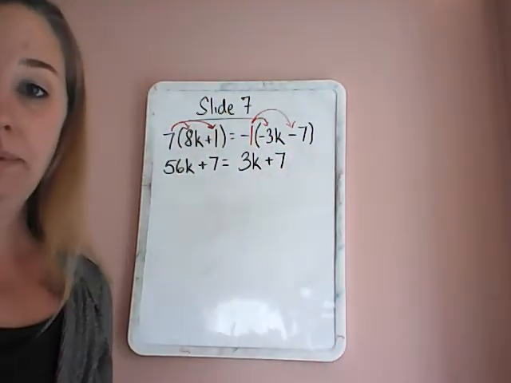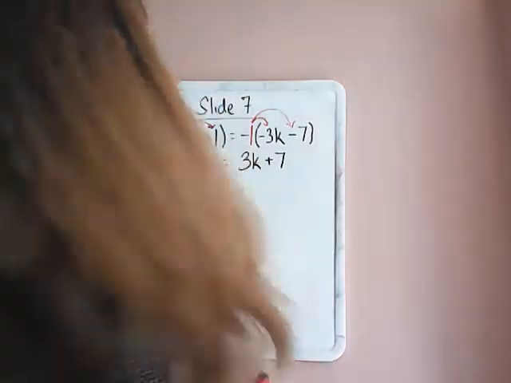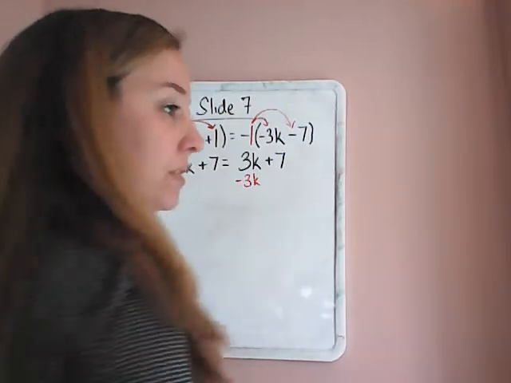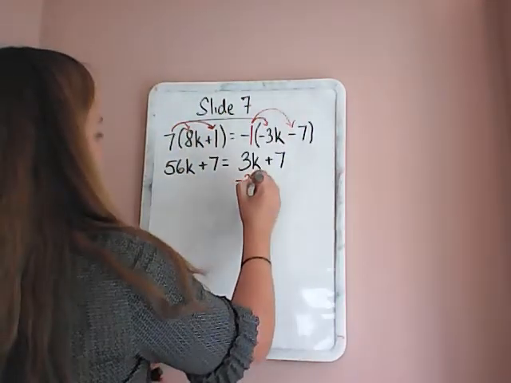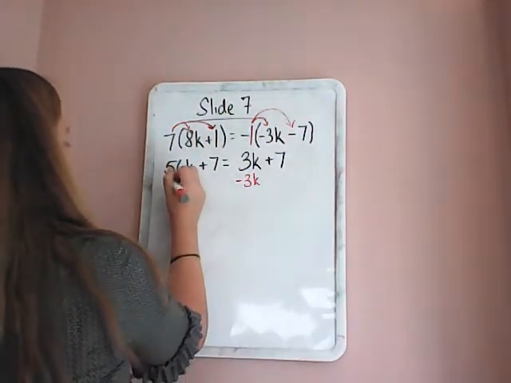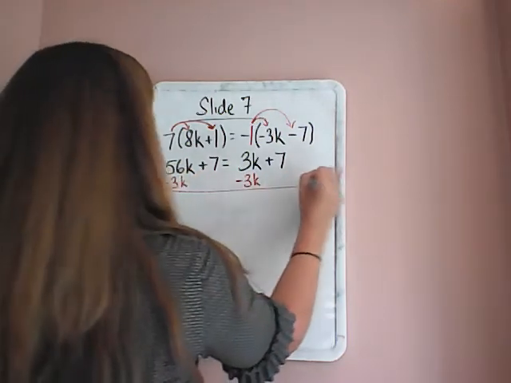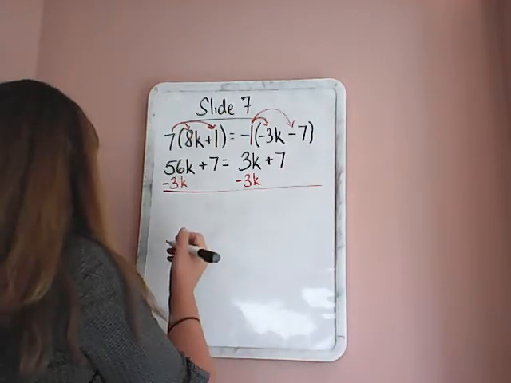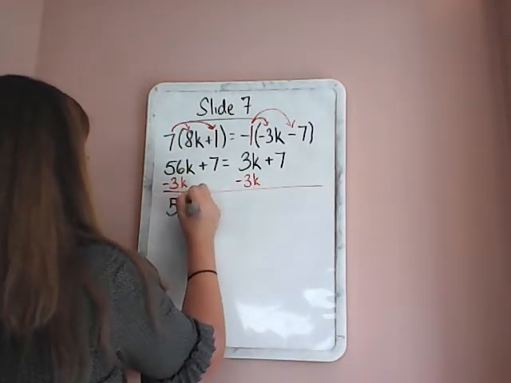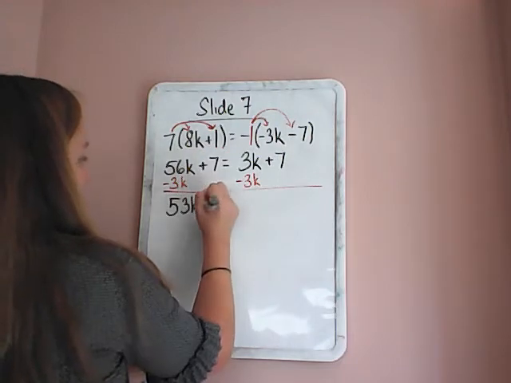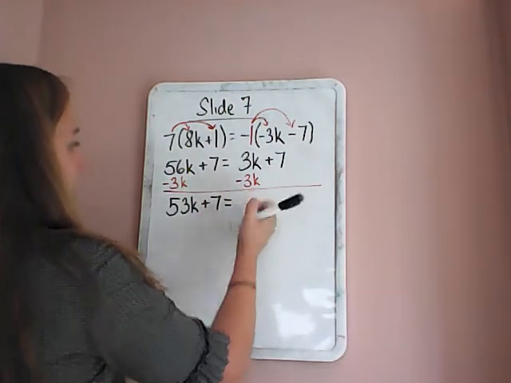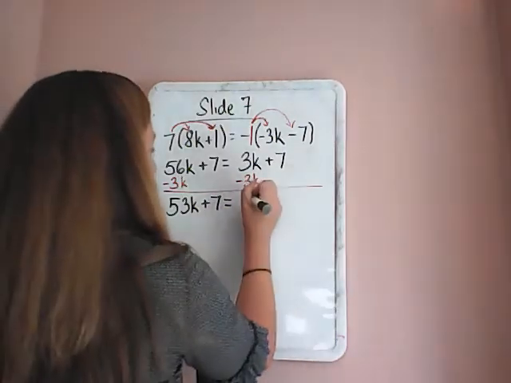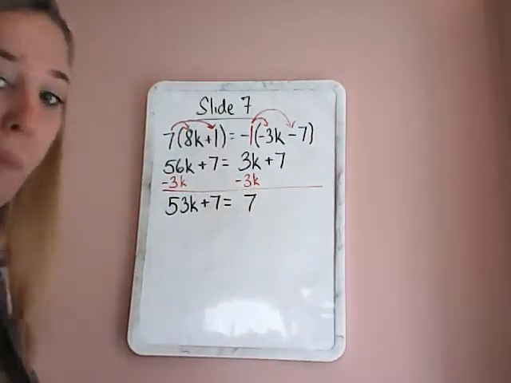And now we just have a problem that looks a lot like what we've been dealing with. I'm going to subtract 3k from here so that I can get all my variables to the left. And since I subtracted it here, I'm going to subtract it from this other variable term. That brings me to 53k. And then this plus 7, since I didn't touch it, just comes down. Equal sign comes down. 3k minus 3k is nothing, so just this 7 comes down.